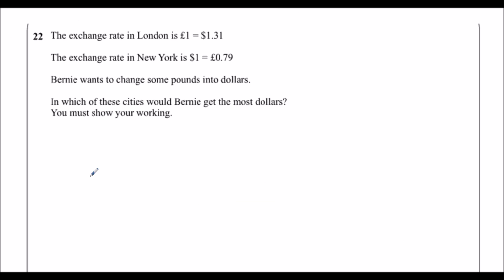Question 22. The exchange rate in London is £1 gets you $1.31. The exchange rate in New York is $1 gets you £0.79. Bernie wants to change some pounds into dollars. In which of these cities will Bernie get the most dollars? So we know what £1 gets you in London. We want to know what £1 will get you in New York.